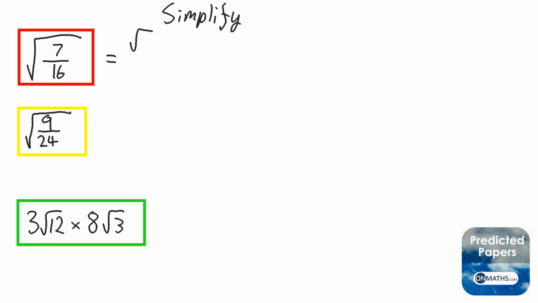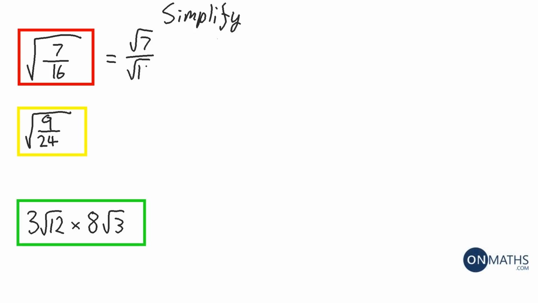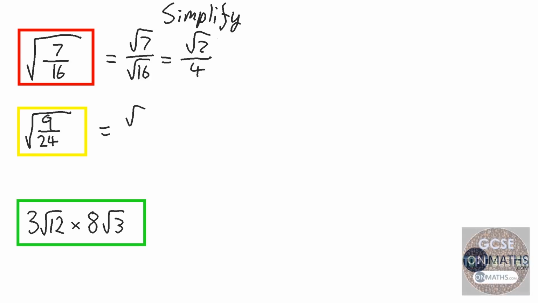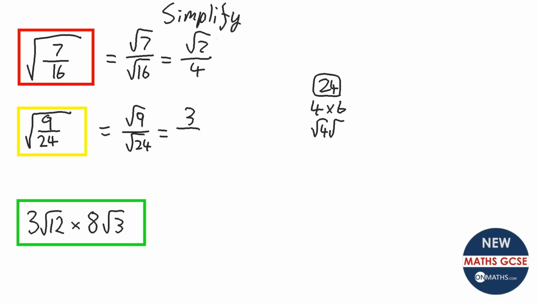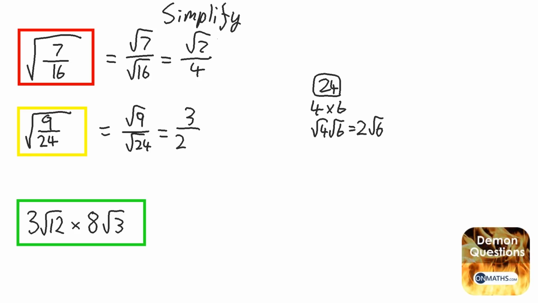Okay, so for the first one, root 7 over root 16, so it becomes root 7 over 4. The second one, root 9 over root 24, and that becomes 3 over, well, let's have a look, 24 is 4 times 6, so it becomes root 4 root 6, so 2 root 6, so that's over 2 root 6, and we can't cancel any further there.